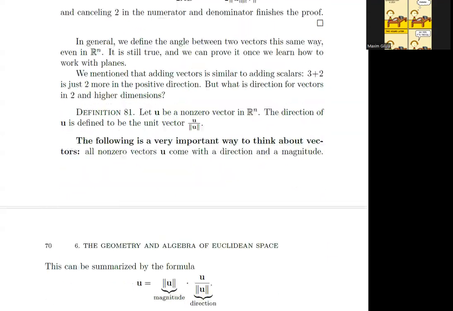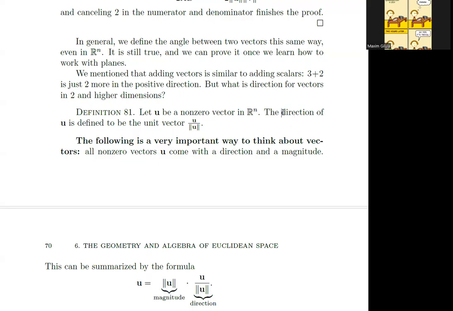In general, you could define the angle between two vectors in Rn the same way, using the dot product and the magnitude, even though we can't picture or draw it. There are many reasons to see why this actually should be true, even in spaces we can't draw. So the following is a really important way to think about vectors.